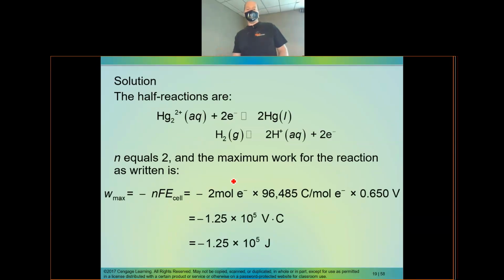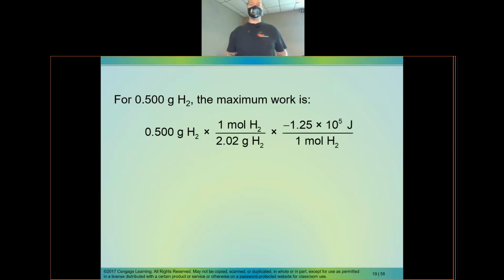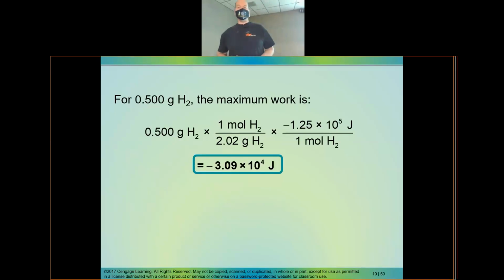We had our delta G was negative 1.25 times 10 to the fifth joules, and again, that is per mole of your balanced chemical reaction, which had 1 mole of hydrogen in it. So when we converted that, we took our 0.5 grams and converted it into moles of hydrogen. We took our negative 1.25 times 10 to the fifth joules per mole of hydrogen, and when you multiply that by the moles, you get negative 3.09 times 10 to the fourth joules. This is your work max when 0.5 grams of hydrogen is consumed.